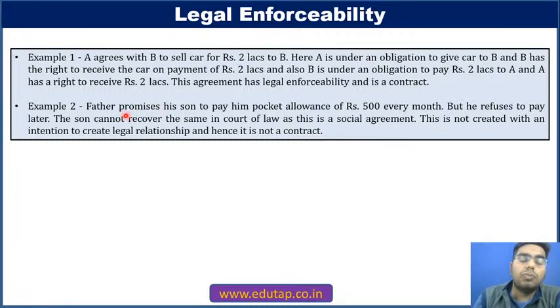But example number 2, try to understand it. A father promises his son to pay him pocket money of rupees 500 every month, but he refuses to pay later. The son cannot recover the same in a court of law, as this is a social agreement. There are two types of agreement, guys. One is the legal agreement and another is the social agreement.